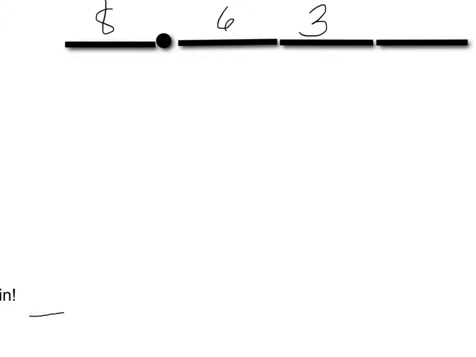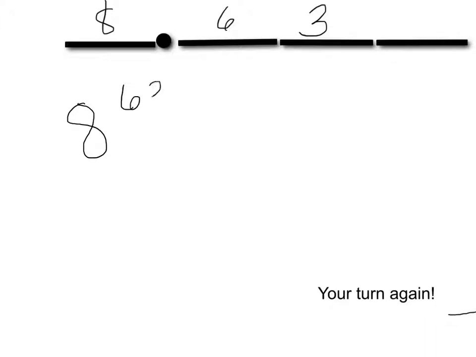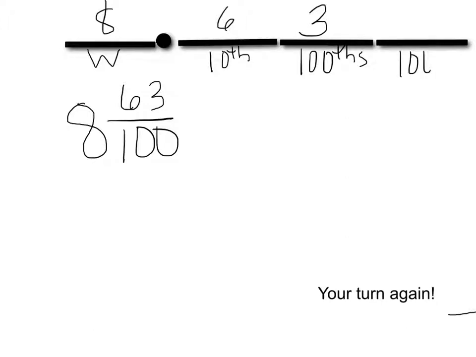Okay, it's your turn again. Can you take that decimal and rewrite it as a mixed number? That's the whole number and the fraction put together. And again, you know the drill. Pause the video. Write 8.63 as a mixed number. Right, did you get 8 and 63 hundredths as your answer? Good. You're on a roll.